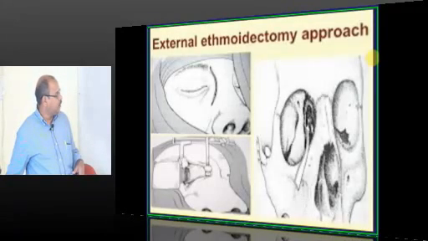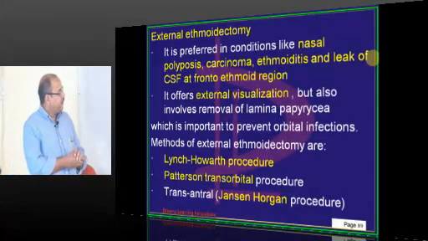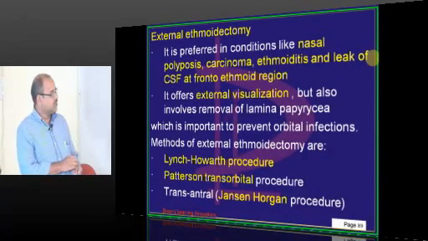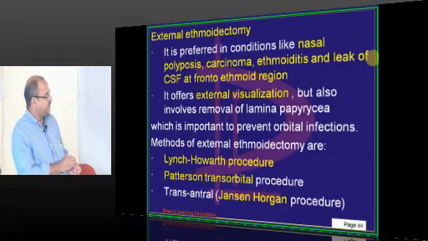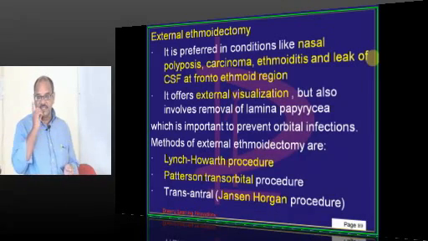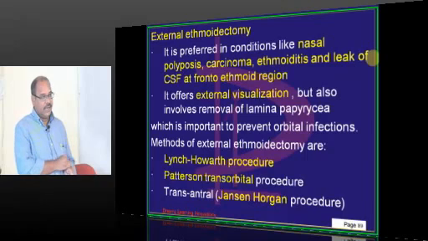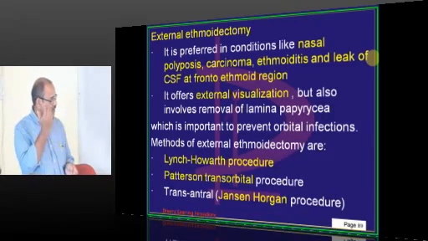External frontonasal ethmoidectomy is preferred in conditions like nasal polyposis, carcinoma, ethmoiditis, leak of CSF at frontoethmoid region, where access through the nose is very difficult, and when the lateral wall of the roof of the frontal sinus is involved in the leakage, you can do external frontoethmoidectomy. It's called Lynch-Howarth procedure, and the incision is also called a Lynch-Howarth incision. And Patterson transorbital procedure is another approach to frontonasal ethmoidectomy.